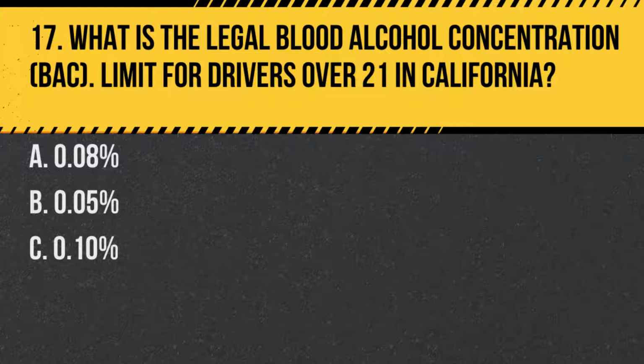Question 17. What is the legal blood alcohol concentration (BAC) limit for drivers over 21 in California? A. 0.8%. B. 0.5%. C. 0.10%. Answer A. 0.8%. In California, the legal BAC limit for drivers over 21 years old is 0.8%. Driving with a BAC at or above this limit is illegal and considered driving under the influence, DUI.